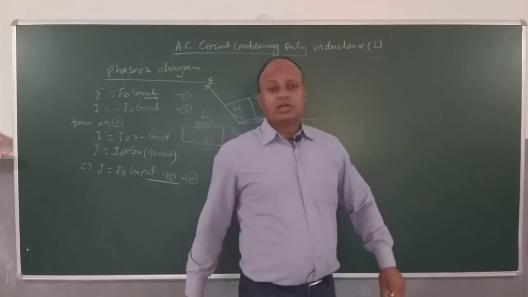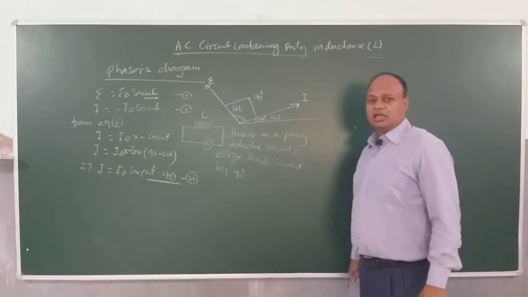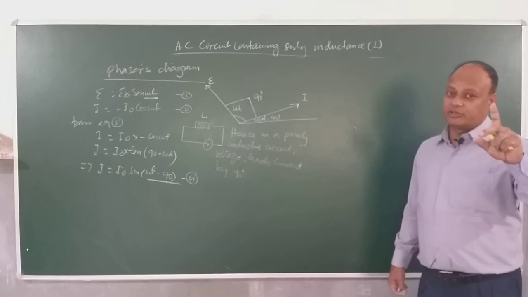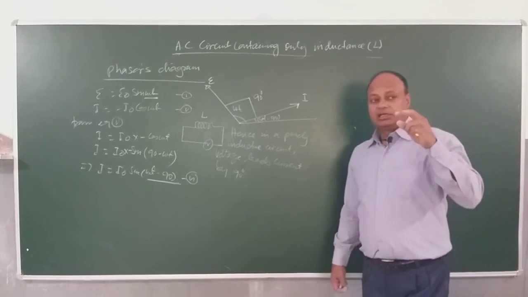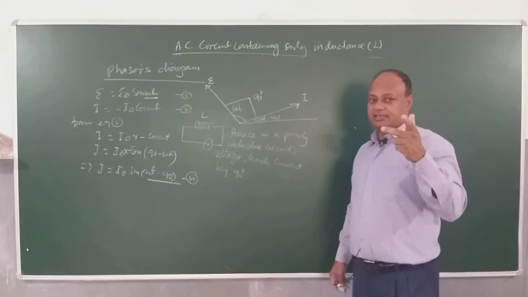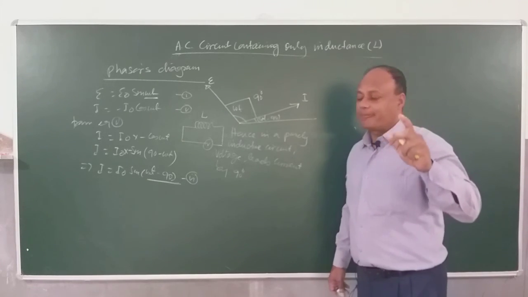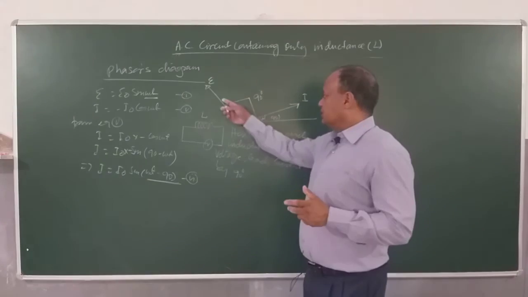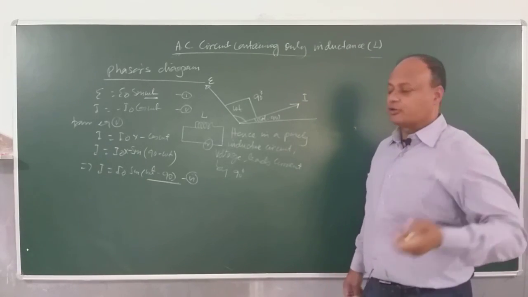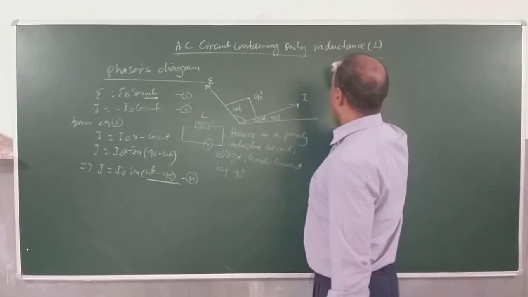Clear? Now once you understand this concept, we will calculate what is the average power dissipated. And two things are very important to understand. One, the circuit will develop its own resistance, which is called inductive reactance, XL is equal to omega L. And the second thing is that voltage is leading current by how much? 90 degrees. Clear?